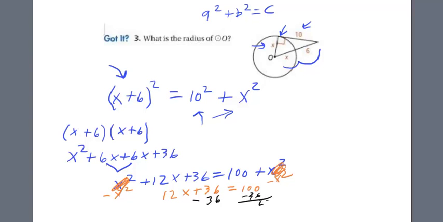And I'm left with 64, I think. These cancel out. So 12x equals 64. Divide 64 by 12, and we're going to get 5.333, or 5 1/3. So the radius is 5 1/3.